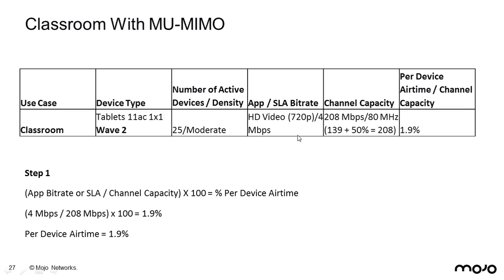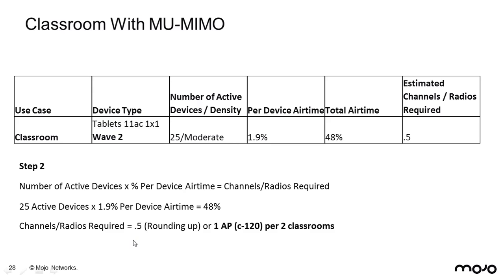And let's see. Now with Wave 2, we do the same math. But what's different here is I don't have tables for Wave 2 yet. I'm working on those. I will create some tables based on some more testing that I have to do. But using that 50%, we'll just say that now we have a channel capacity of 208. So with 208, if we have capacity, we do the math. Now it's 1.9 of airtime per device. And then multiply that, and we come up to 48%.